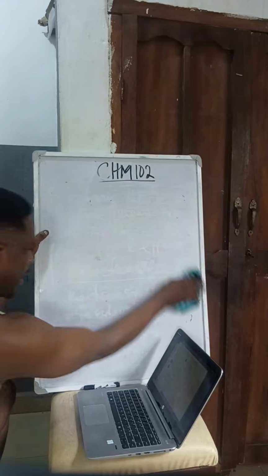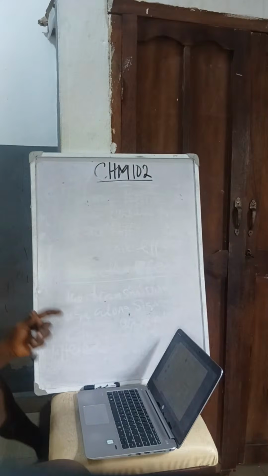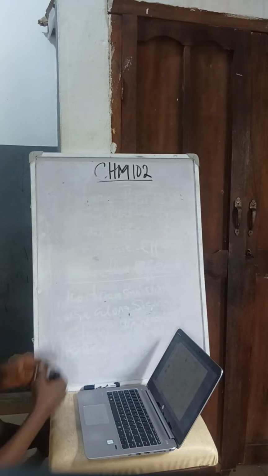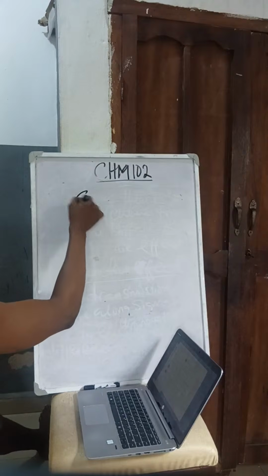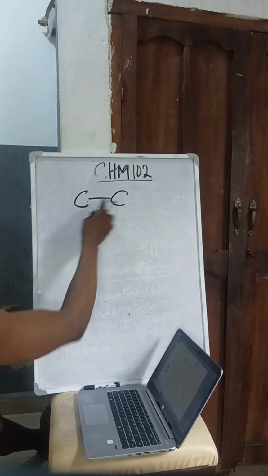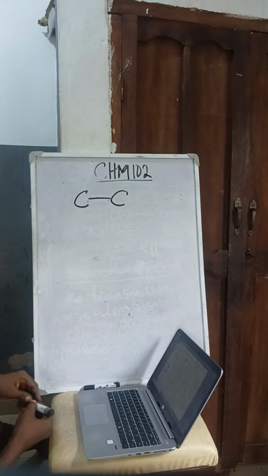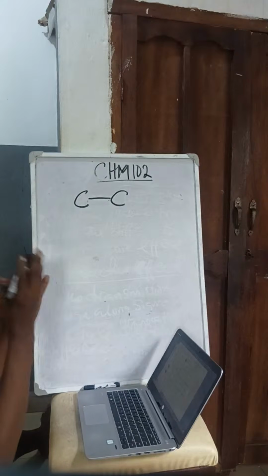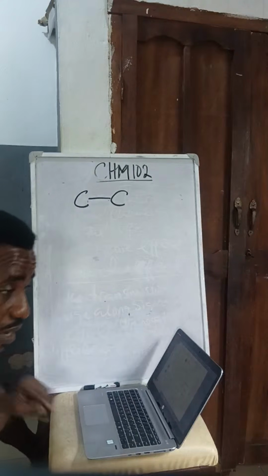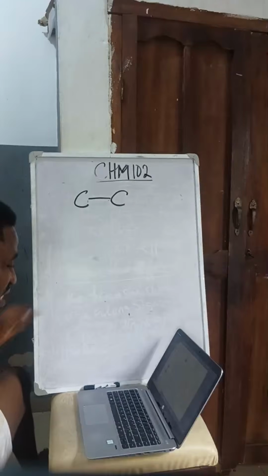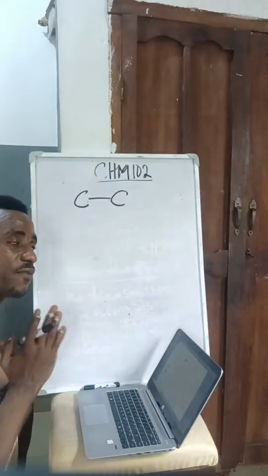So what do we mean by inductive effects? Transmission of charge along a sigma bond. What do we mean by sigma bond? This is a sigma bond. Okay, sharing of what? Electrons. Equal sharing of electrons. Then if we now have a difference in electronegativity, it will generate this inductive effect.